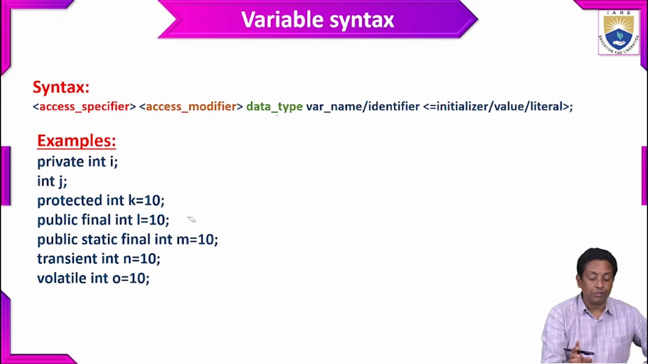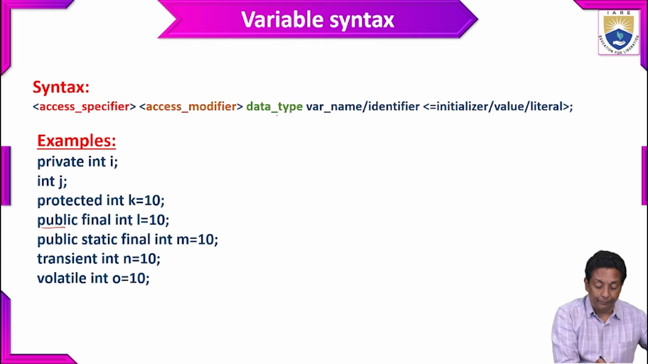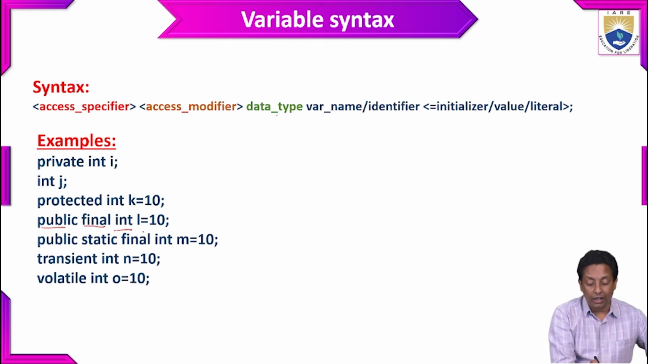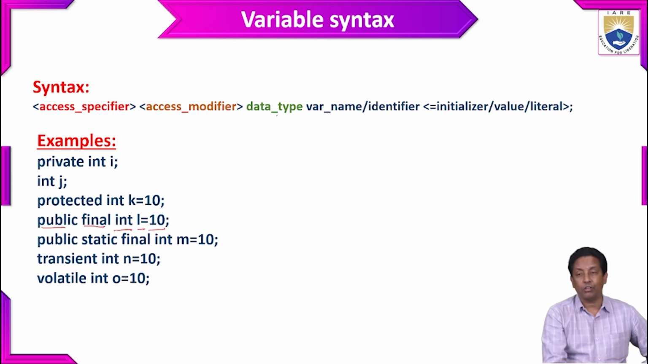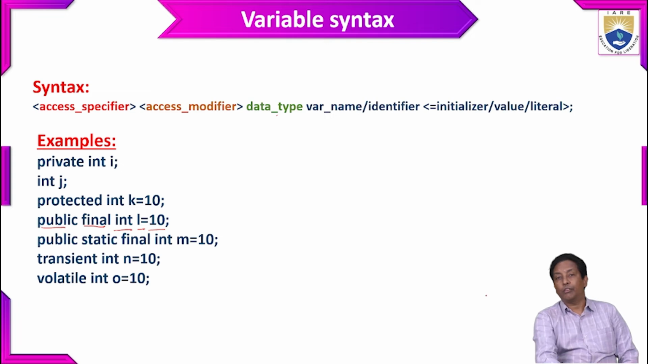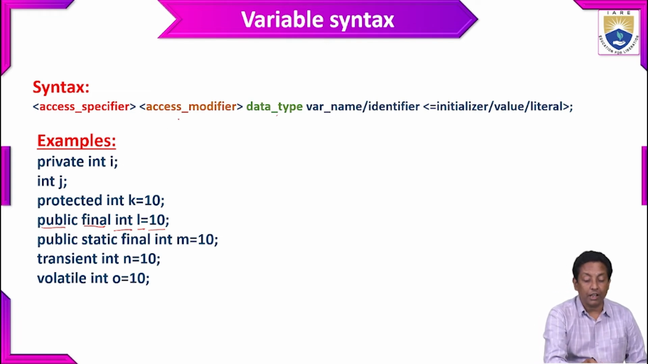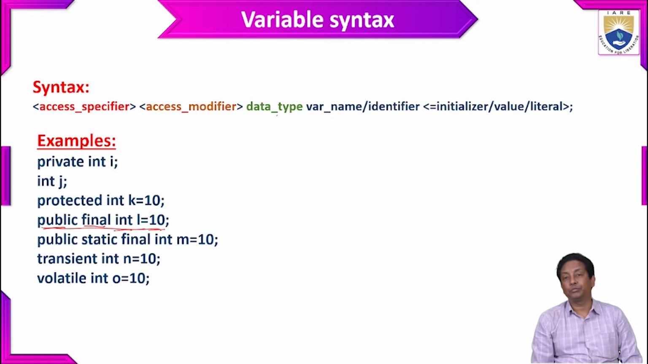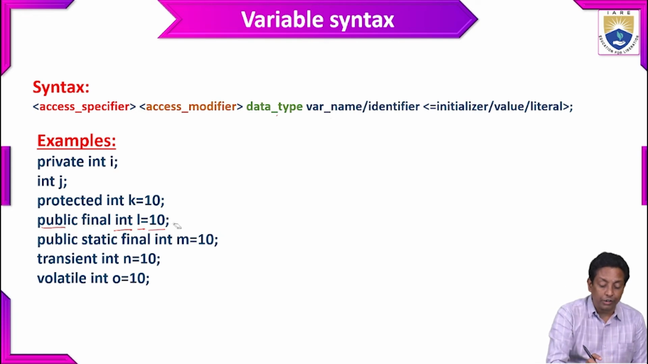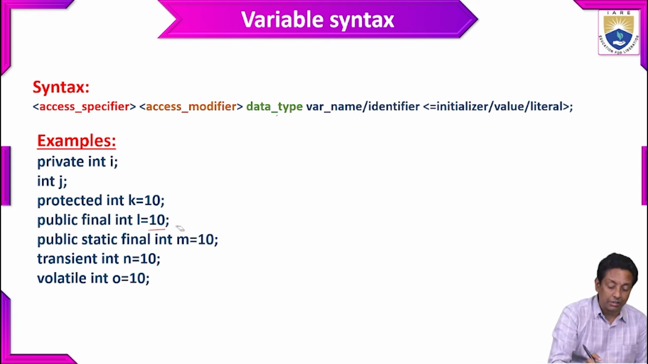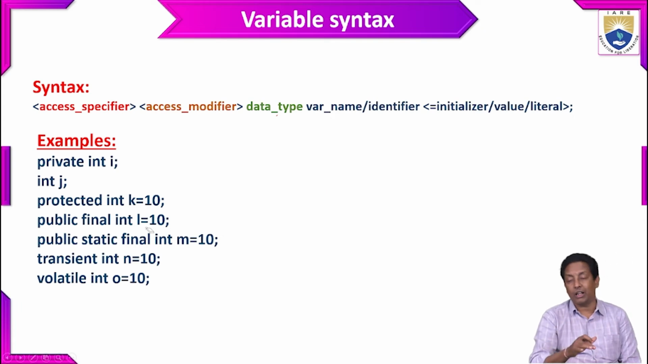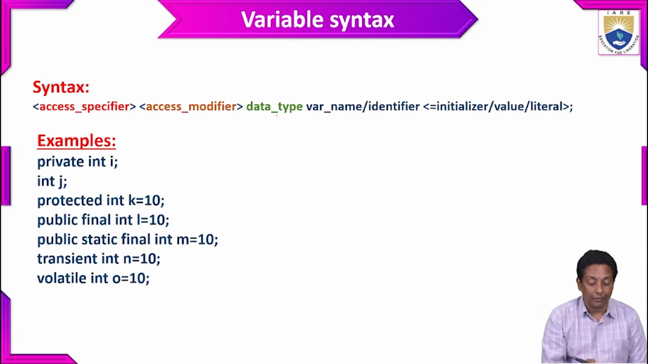Public final int l equal to 10: access specifier, access modifier, data type, variable name equal to value. So we applied access specifier, we applied access modifier, data type, variable name and initialization. All are declared here. It's a final variable. And at the time of declaration only, the final variable value should be initialized. After declaration and initialization, we cannot reinitialize a final variable. That we'll see later.